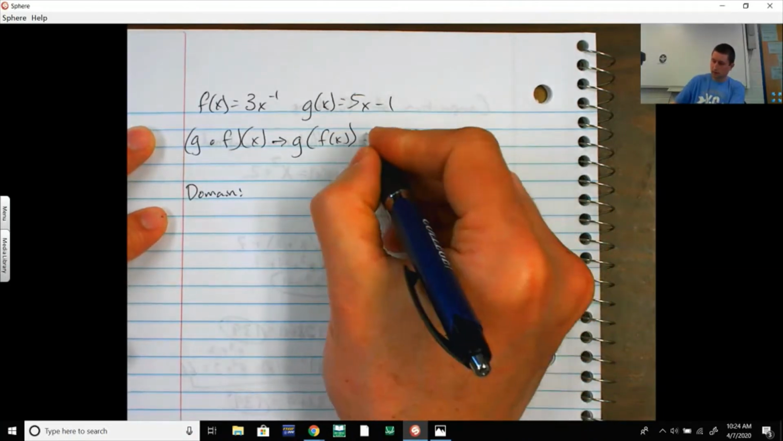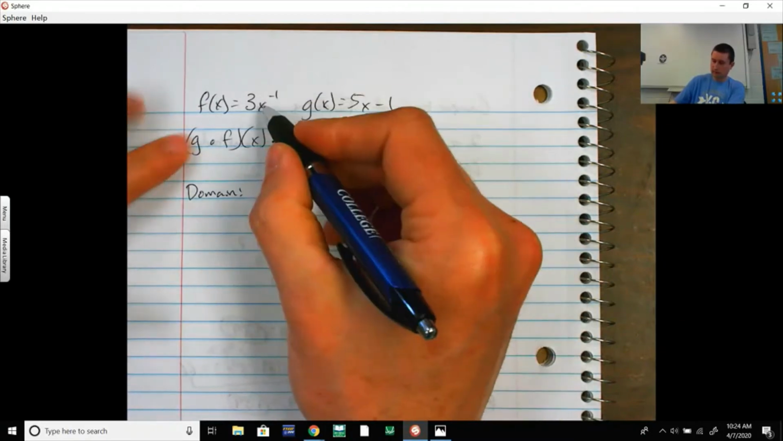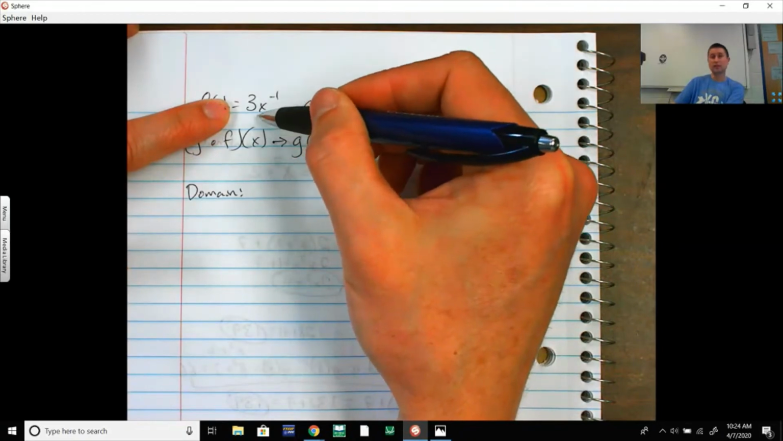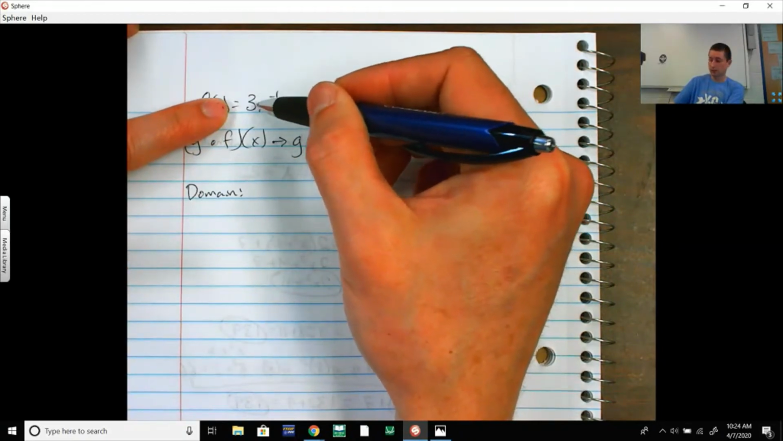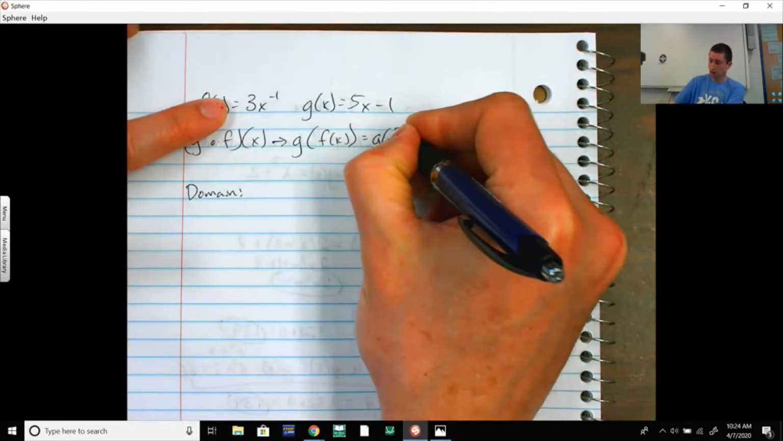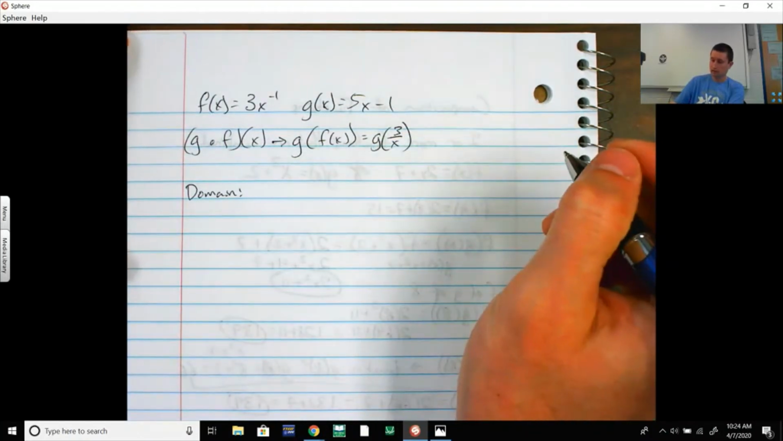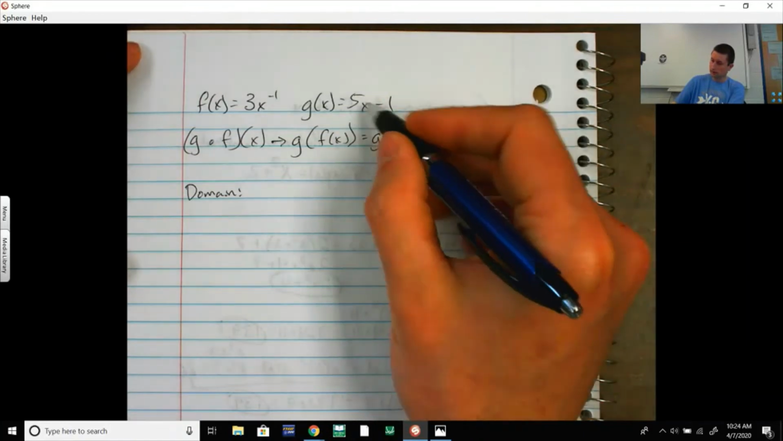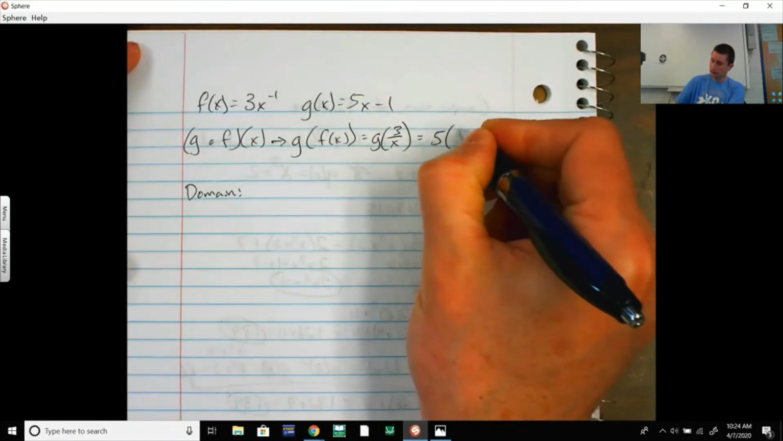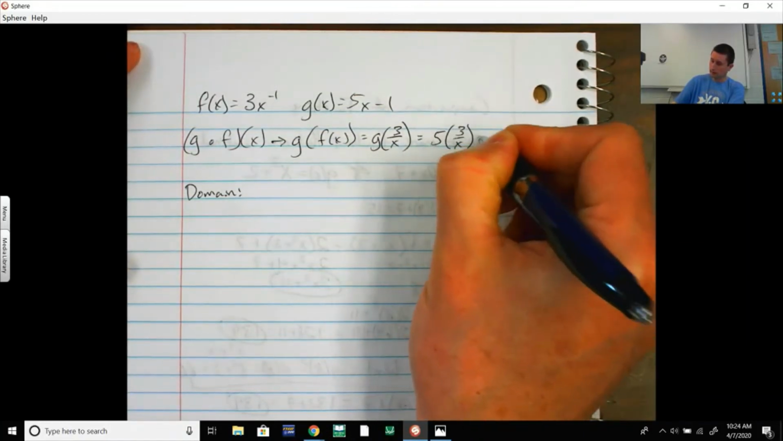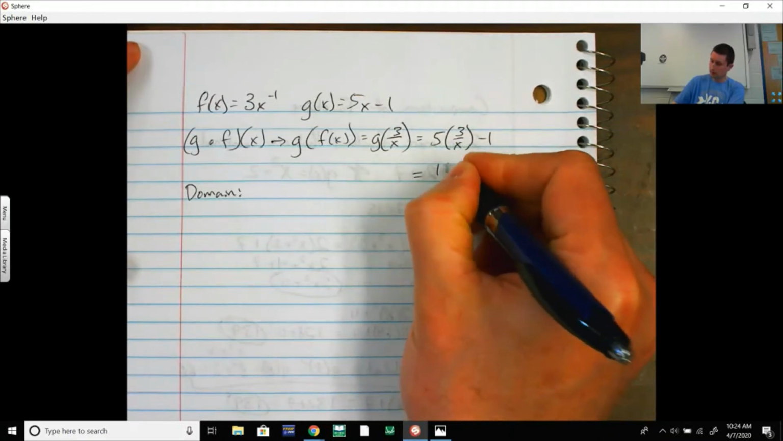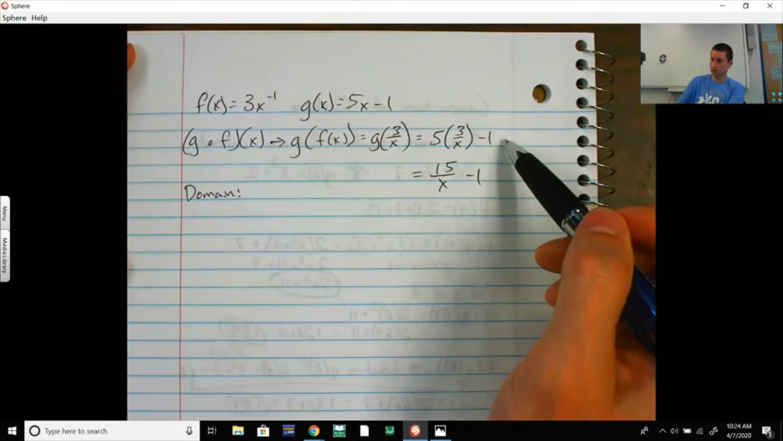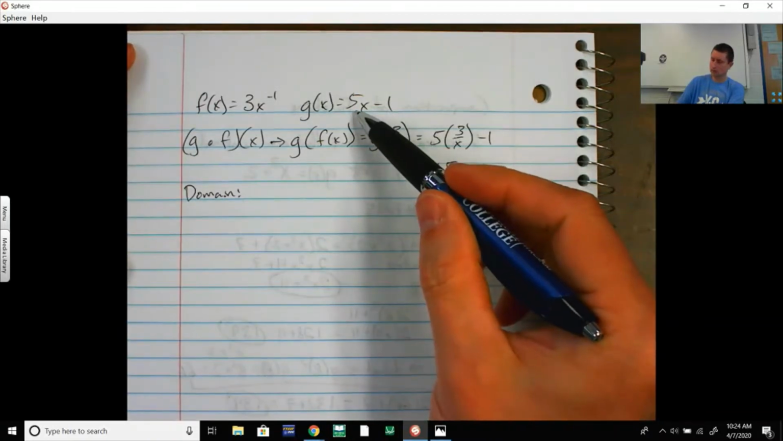Okay. So this would be g of, now I'm going to rewrite this, 3x to the negative 1. Remember, a negative exponent is reciprocal. It is just on the x. It's not on the 3. So g of 3 over x. So g is 5x minus 1, so this is 5. Replace the x with 3 over x minus 1, and we're going to get 15 over x minus 1. That 5 is not distributed to the 1 because the 1 and the 5 come from the g function.